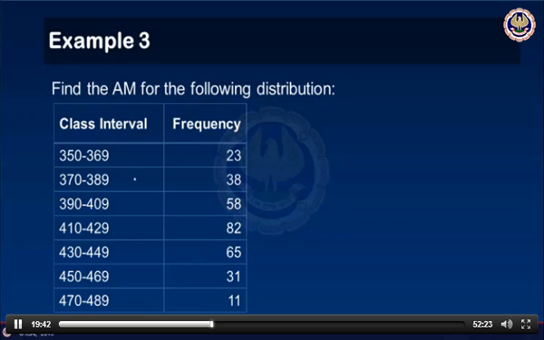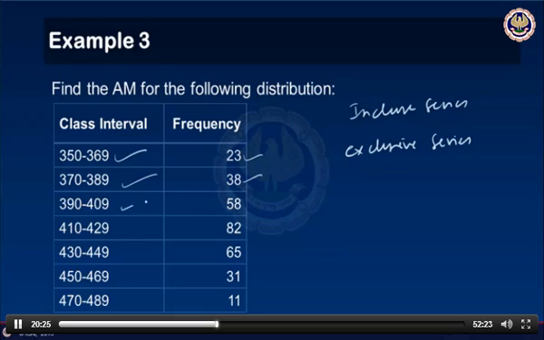Here the class intervals and frequencies are given. The class interval here is an inclusive class interval series. The class intervals can be of two types: one is inclusive series and another is exclusive series. Now we are coming to the discussion of the inclusive class interval series. The data are 350 to 369, frequency 23; 370 to 389, frequency 38; 390 to 409, 58; 410 to 429, 82; 430 to 449, 65; 450 to 469, 31; and 470 to 489, 11.